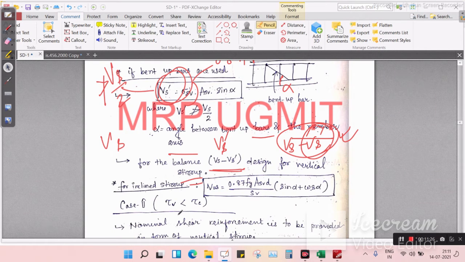Okay. For inclined stirrups, this is the formula as given in the IS code. VUS is equal to 0.87 Fy ASV into D into (sin alpha plus cos alpha) divided by SV.